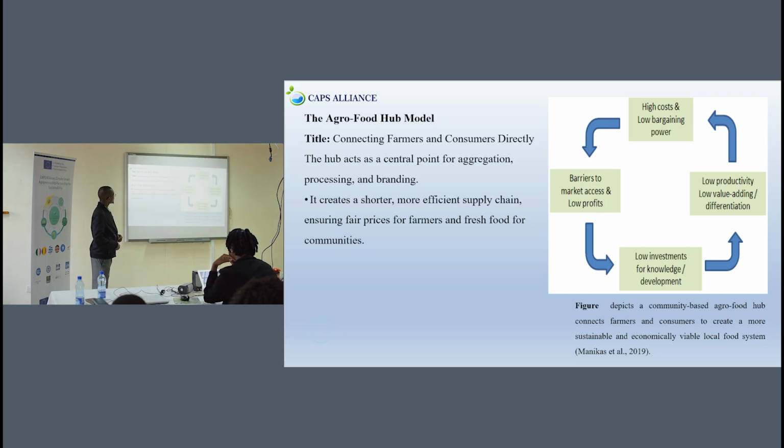It is used to connect farmers to consumers directly. You are farming; how is it connecting you to your consumers directly? The hub acts as a central point for aggregation, processing, and branding. At this point, you have to do your branding. You can use that model to develop a better one. This is just an example that we have used, and we have given you the reference. It creates a shorter and more efficient supply chain, so that once you produce your product, the time span before it gets to the market is very short.